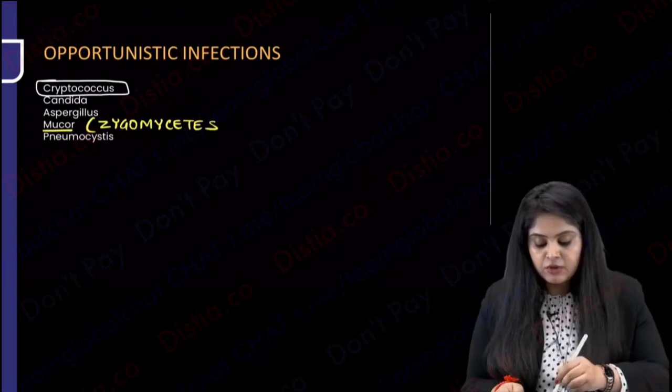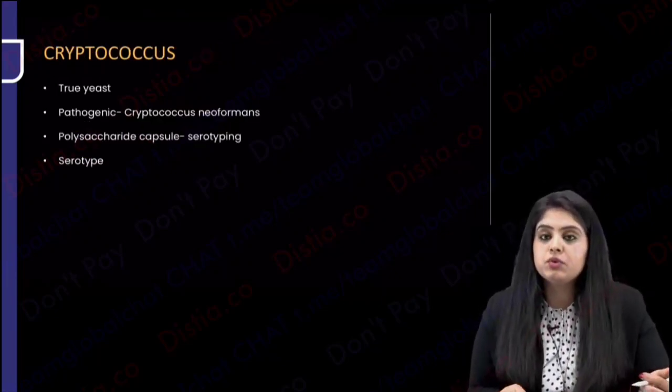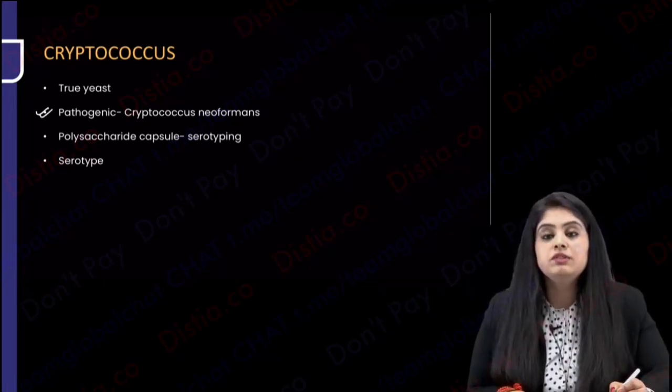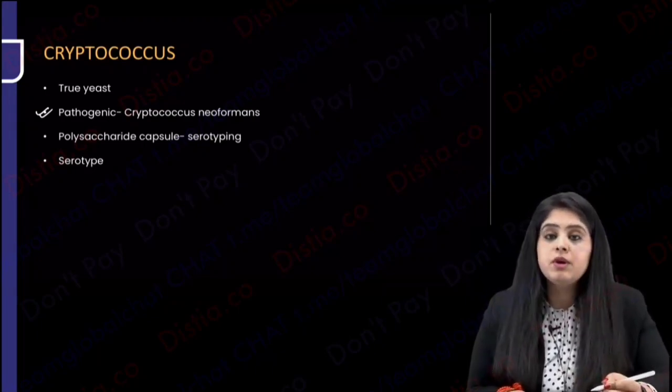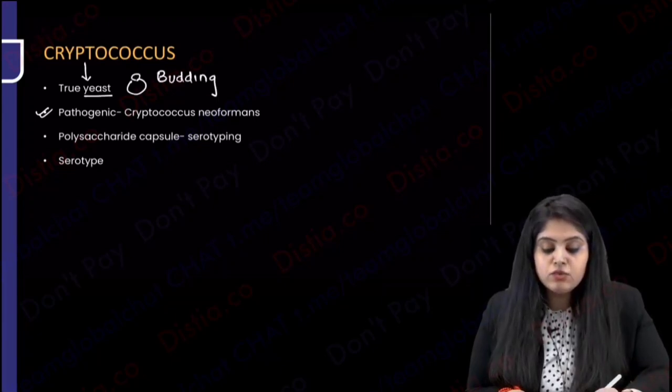Please remember, Cryptococcus is having many things under it. There is something called Cryptococcus neoformans. There's something called Cryptococcus gattii. For all practical purposes, the pathogenic one that you call is Cryptococcus neoformans. Now, what are the things that you already know about Cryptococcus from your prior knowledge? Do we know that it is a true yeast? Because I told you that it is the one that is going to show you budding, right? So yes, it is a true yeast.